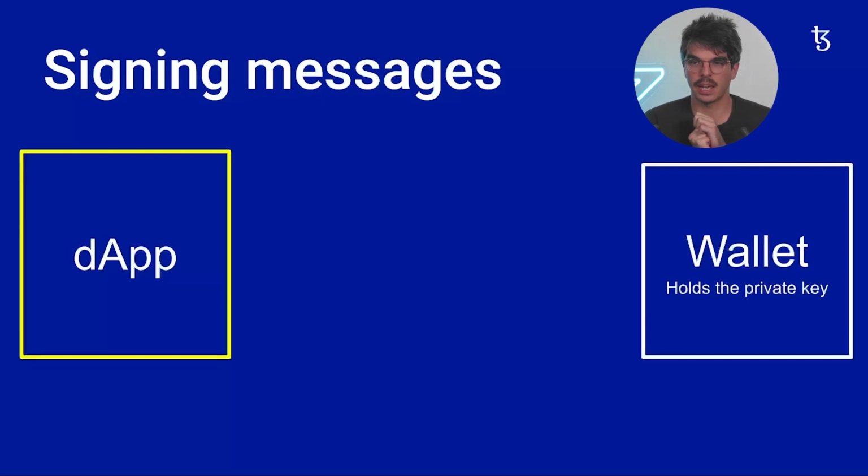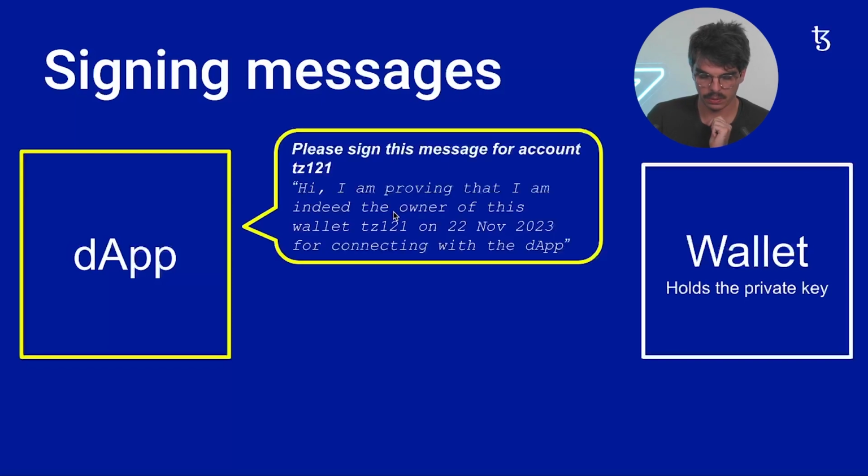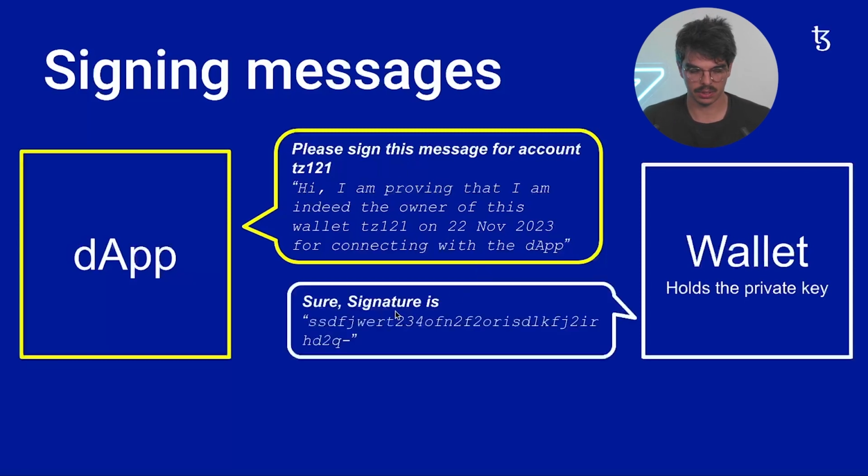Okay, so let's look at a little graphic just explaining very simply what this process would look like. So the dApp would say to the wallet, please sign this message for the account tz121, whatever. This tz121 is just standing for a certain account address. And the contents of the message, we don't need to worry about them right now, but let's say that the dApp wants that message specifically signed. And then the wallet, because the wallet holds the private key of the account, can then sign that message and return it to the dApp. So it'll say, sure, the signature is, and it'll be some unreadable string of characters. So now we're going to see how that can be implemented in a dApp.